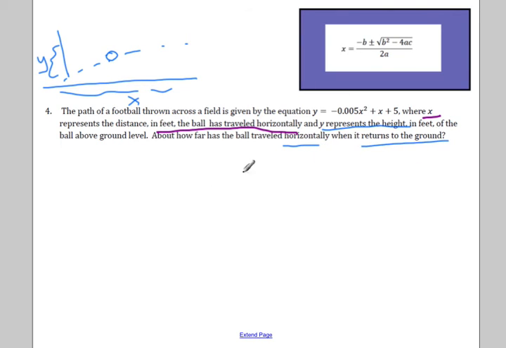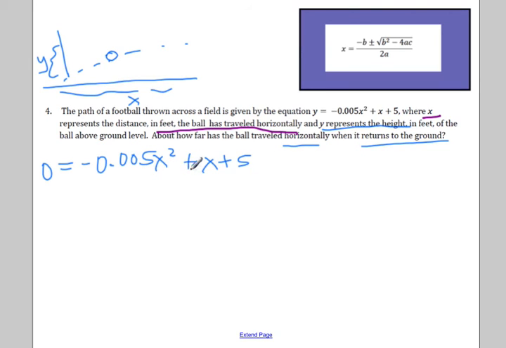Okay, which one would be talking about returning to the ground? That's going to be your up and down, so that is your y. Okay, and what's true about your y if you're on the ground? Well, if I'm on the ground, my height is 0, so I'm going to let y equal 0. And what I want to know is how far has the ball traveled horizontally? Well, I'm going to solve it for x.